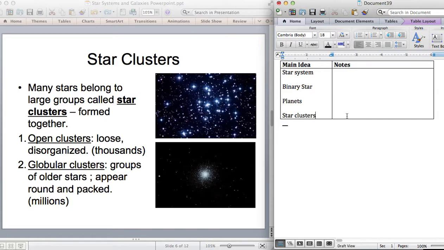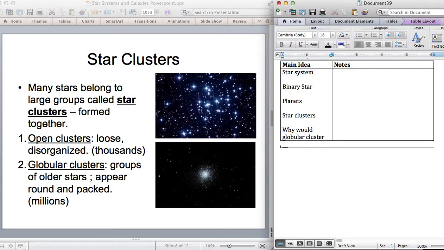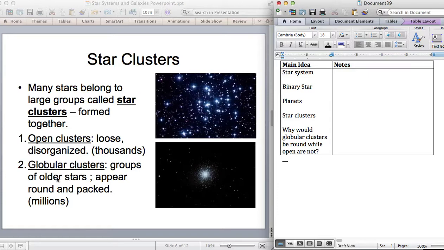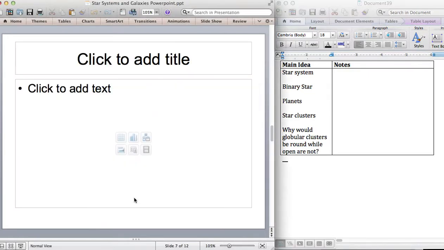I want you to write out what you think the answer is on your notes, and we're going to check it in class tomorrow. So the question was, why would globular clusters be round while open are loose, are not? Remembering, and I'll give you a hint, is that globular clusters are older, open clusters are younger for the most part. Okay, keep that in mind.